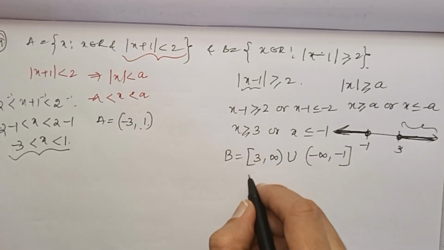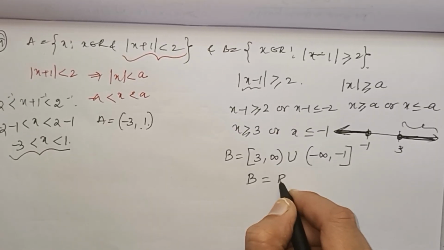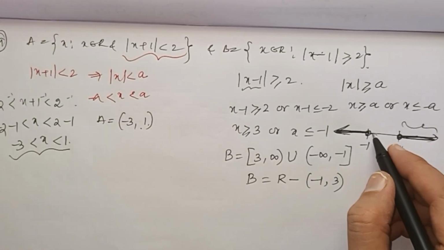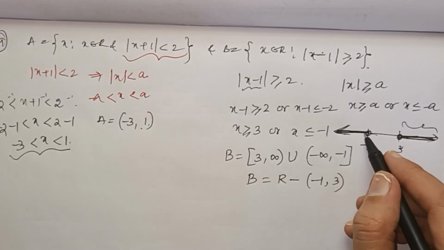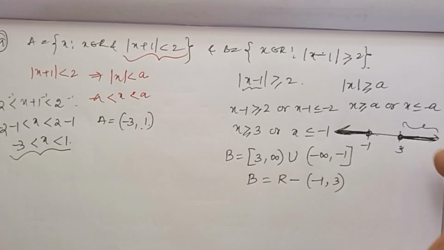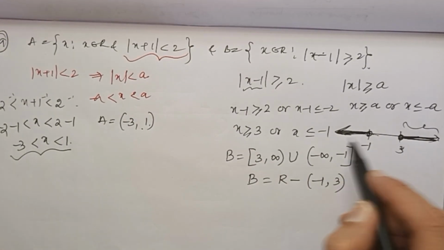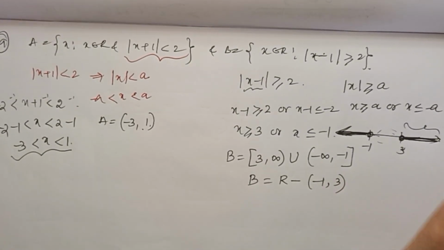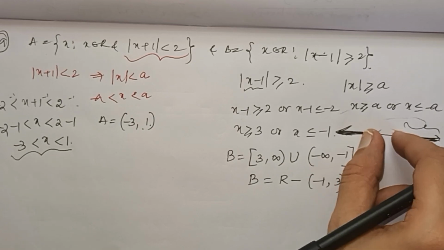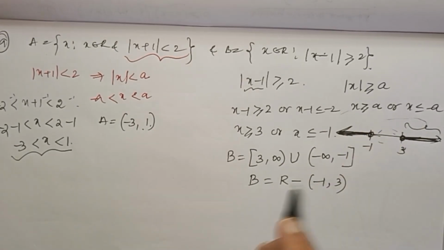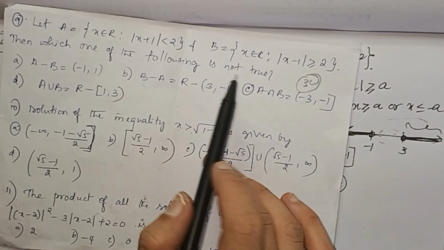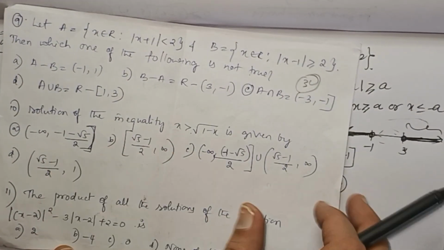So the same set can also be written as B = R minus the open interval (-1, 3). This is also fine because B includes all those real numbers from 3 to infinity and from minus infinity to -1. Therefore, only these real numbers are left. So from the entire line, if you cut down this part, then you will get B. That is another way of writing B. Now, which of the following is not true? To check that, you have to check with each and every option.